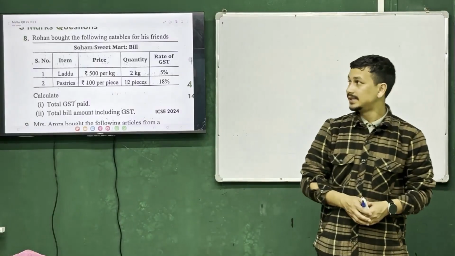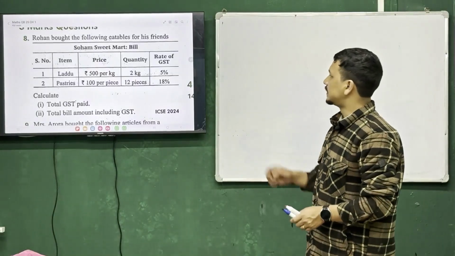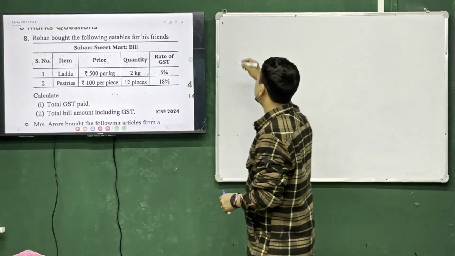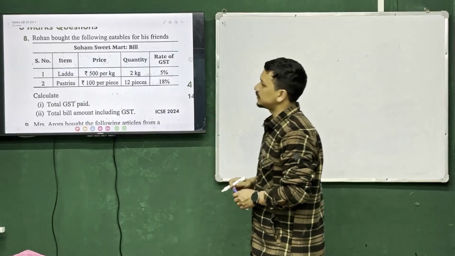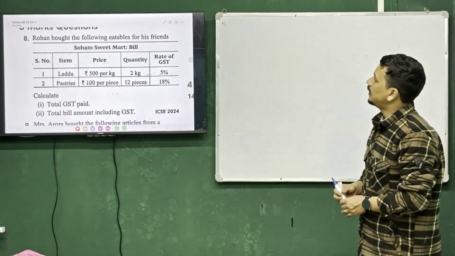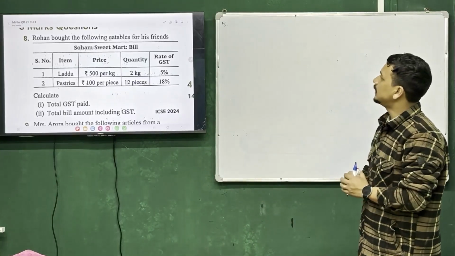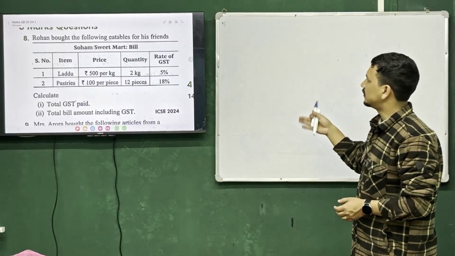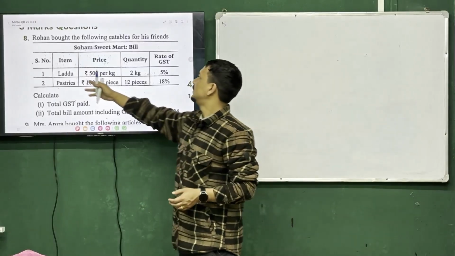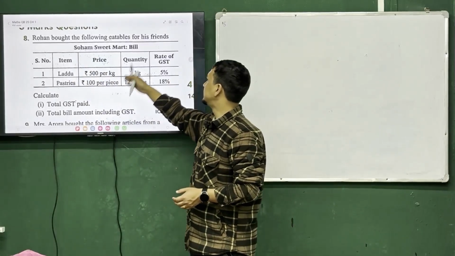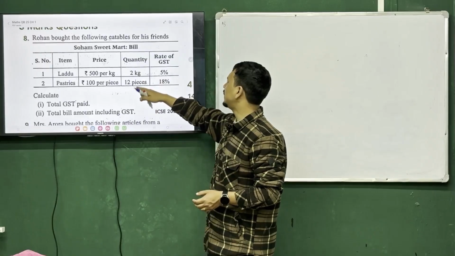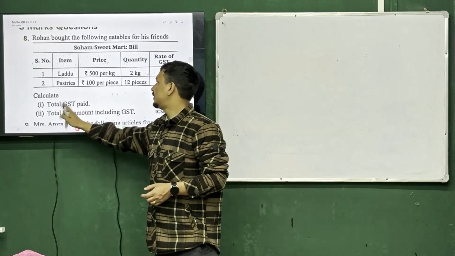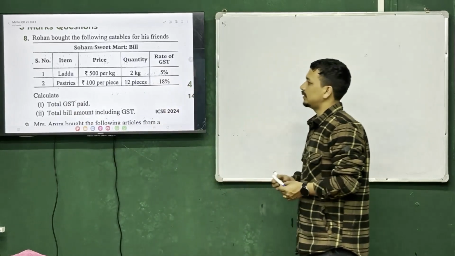Did you get it? So let's see some previous year's questions. This question came in the year 2014, so you'll get an idea about what kind of questions are asked. Question number 8 is a table type of question. Rohan bought the following eatables from his friend: laddu and pastries. The prices are given, the quantity is 2 kg and 12 pieces, and the rate of GST is given.